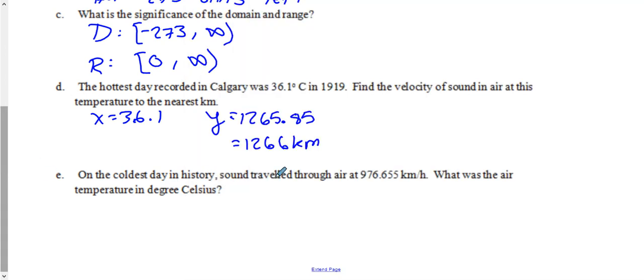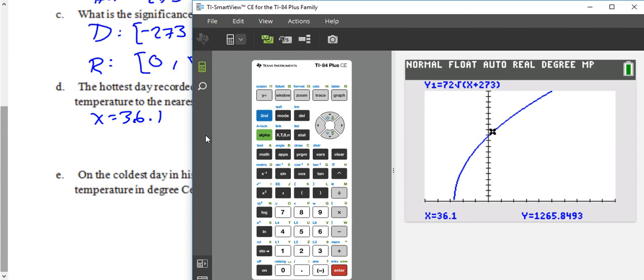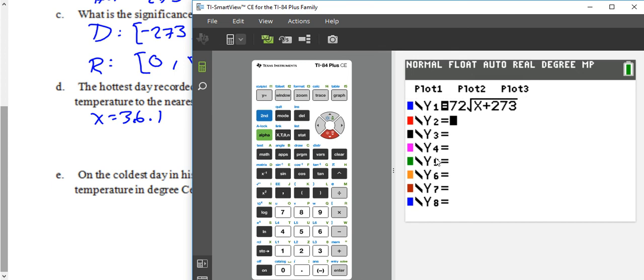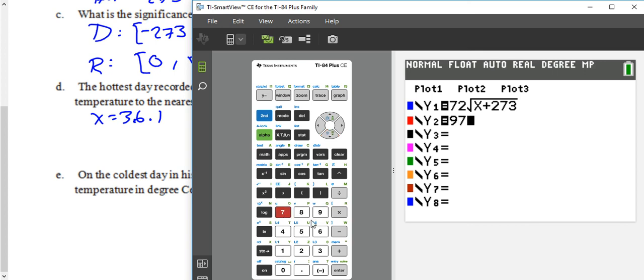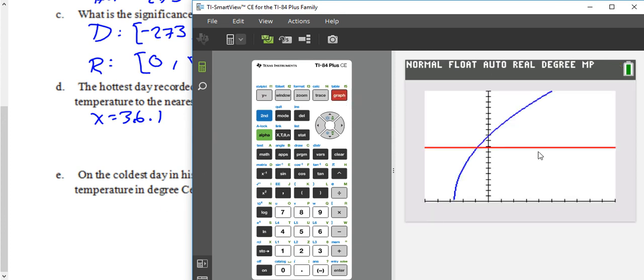For part E, it says the coldest day, the sound was traveling at 976.655 kilometers per hour. What's the temperature? So on this one here, you're going to do two things. The very first thing you're going to do is go back into your equation here and type in that speed there, 976.655. You can type that in as a y2, and you're going to see a line cross on your graph here. Let's just hit graph to see what that looks like. There you go. There's my temperature, or sorry, that's my speed.